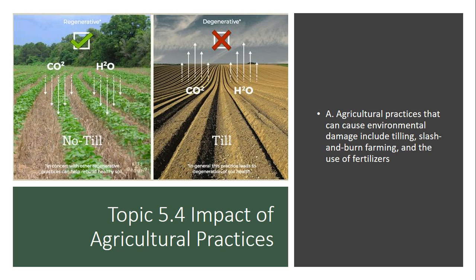Some of the other practices that we'll talk about in this video and later on in class, one of them is a method called tilling. So you can see that in the image here. This is where we tend to use machines to actually turn over and break up the soil. We can use a method called slash and burn farming, which is a form of deforestation in where vegetation is cut down and burned to clear land for then agriculture. And also, fertilizer use can have environmental damage.